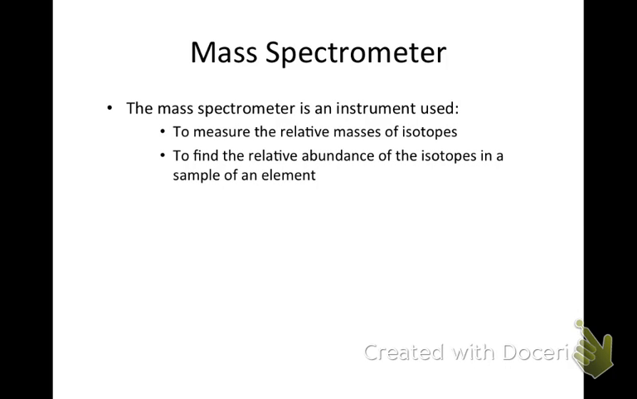So, why do we use a mass spectrometer? Well, it's used to measure relative masses of isotopes and also to find the relative abundance of those isotopes in a sample of an element.